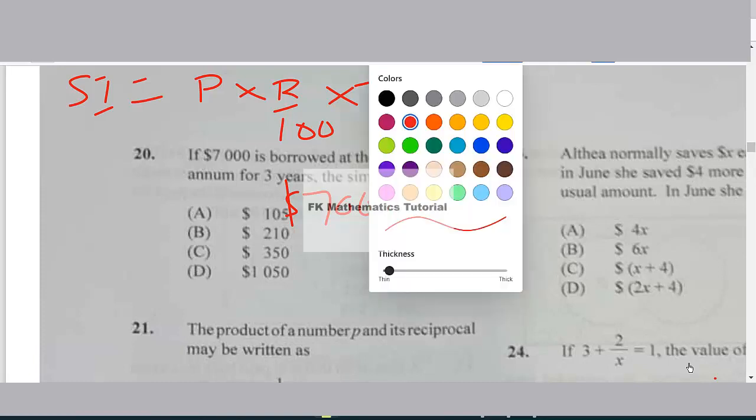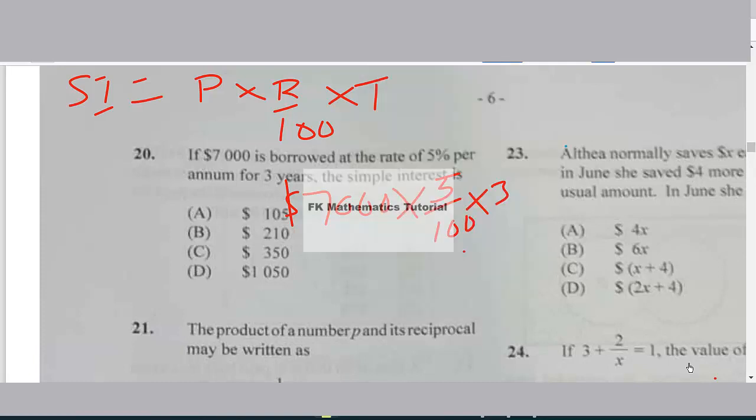So let's do some small cancellation here. So this will cancel this. Now we are left with 5 times 70. So let's do 3 times 70 first. So 3 times 70 will give us 210. Now 5 times 21 is 105, so 1,050. So that will be option D.